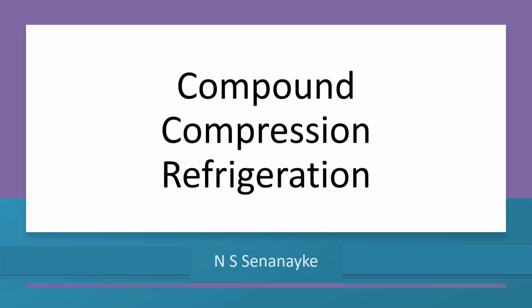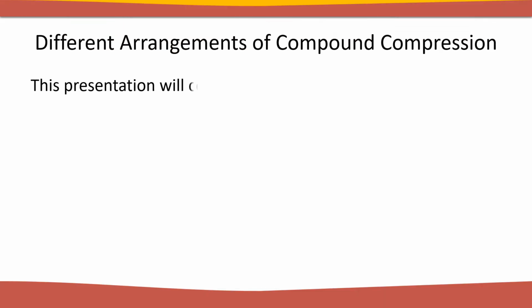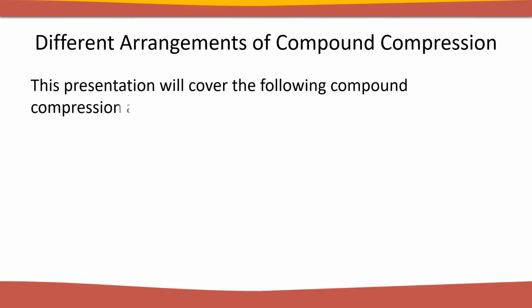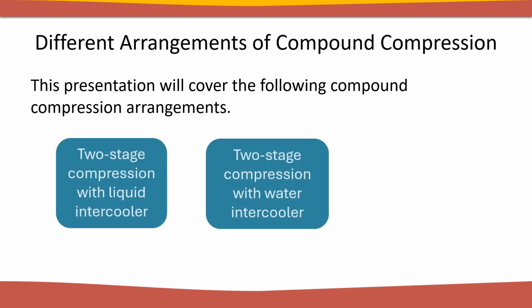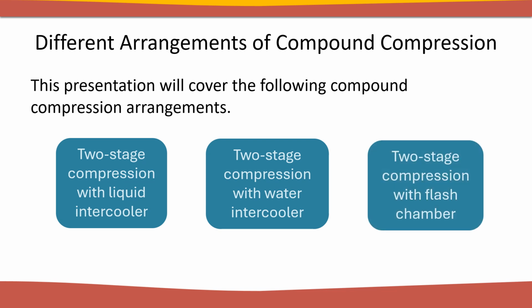This video explains compound compression refrigeration systems. These systems use multi-stage vapor compression, dividing the compression process into multiple steps to improve efficiency and performance, particularly for applications needing large temperature differences. This presentation will cover the following compound compression arrangements: two-stage compression with liquid intercooler, two-stage compression with water intercooler, two-stage compression with flash chamber.